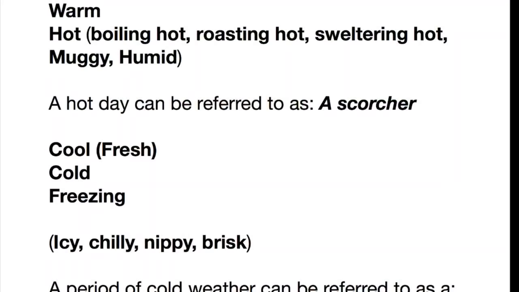Okay, so we could say cool, of course, and that's when it's not too cold. You can probably get away with just putting a cardigan on to go out. But then we have cold, and then you would probably need a coat. Any colder than that, we're probably going to say freezing. It's freezing outside. Absolutely freezing.